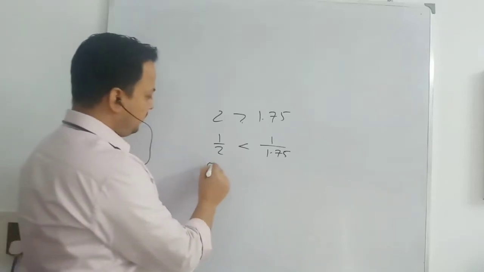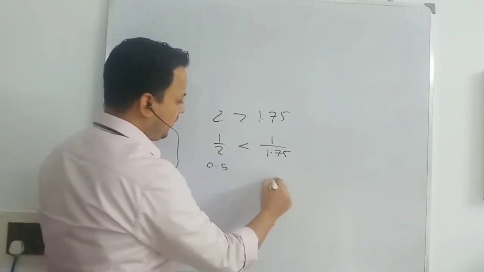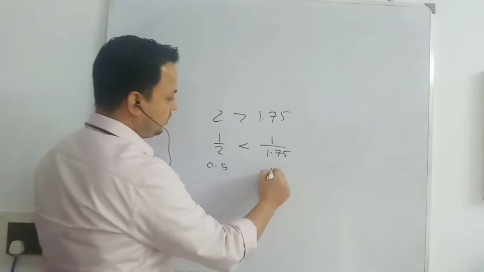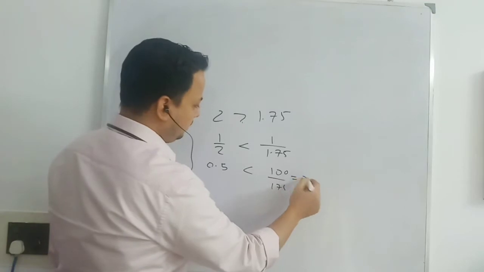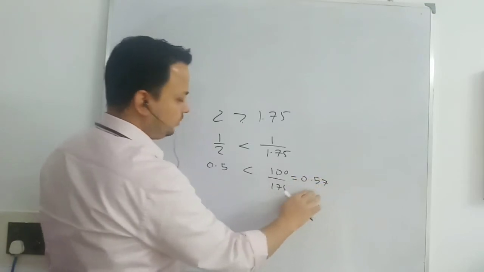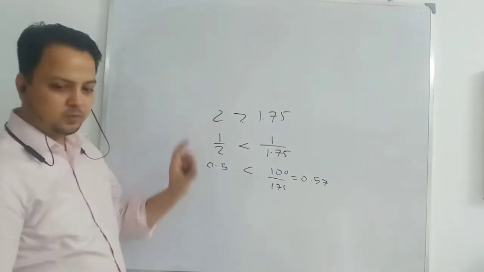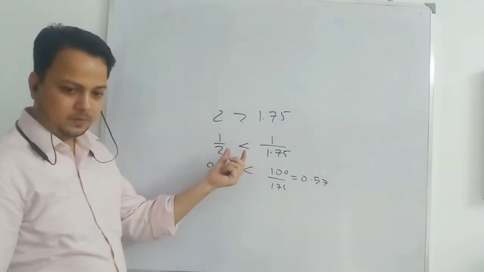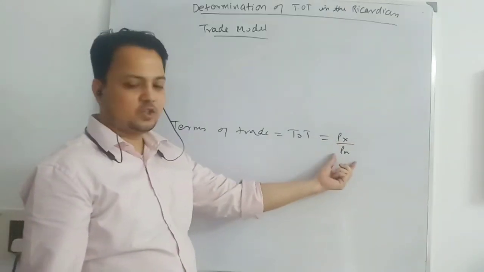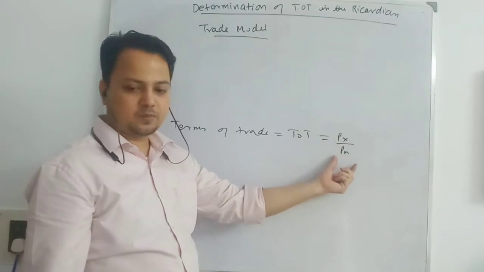This is 0.5. You can write 175. You have 2 digit, then 100. So this will be coming to be 0.57. Whenever you are taking the reciprocal of the number, sign changes. Price of export over price of import, it is a ratio of price of export and import.